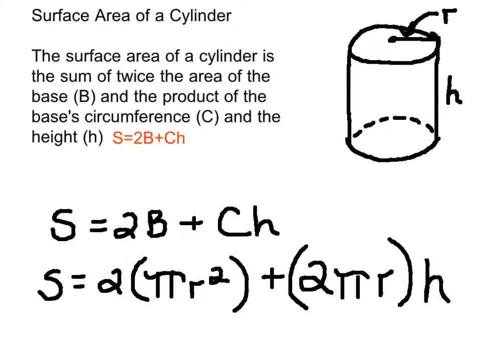So we have to remember our formula for area of a circle. So we can rewrite the formula with pi r squared representing the area of the base. It's the same thing. And the product of the circumference, again, we have to take the circumference of that circle. So we're just going to rewrite the formula using our formula for circumference of a circle, 2 times pi times the radius. And then that is multiplied by the height of the cylinder.